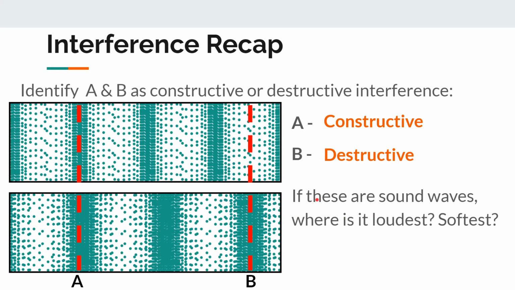So again, if these are sound waves, where would it be loudest? Where would it be softest? What do you guys think? We haven't actually talked about that yet. Any guesses where you think it would be loudest? Yeah, where they're closest together. Okay, or if you're comparing the points, that would be point A, where you have the areas of compression, and especially where they're overlapping. And then you'd get softest at point B because they would cancel each other out.